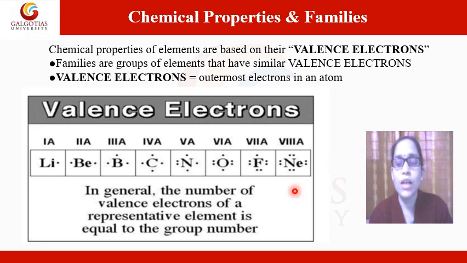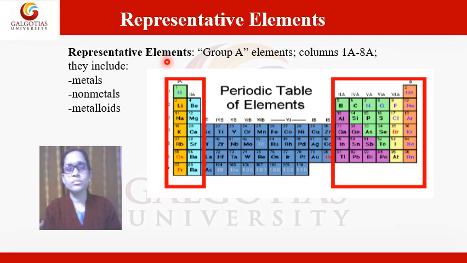In general, the number of valency electrons of a representative element is equal to the group number. That means there is a group of elements known as representative elements in which the group number corresponds to the valency electrons, that is, the outermost electrons in an atom. Let us discuss what representative elements are. Group A elements from column 1A to 8A are called representative elements.